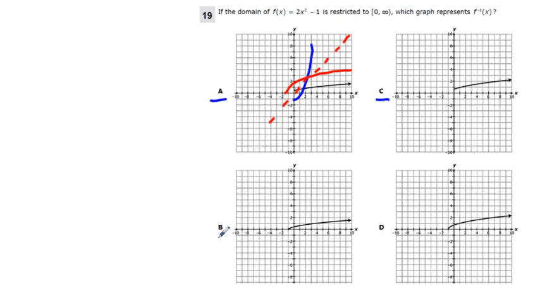Now B is kind of a contender, the way it looks. But if you look carefully, D is the correct answer. So that's one of the things that you really have to distinguish here. But that's our answer, D.